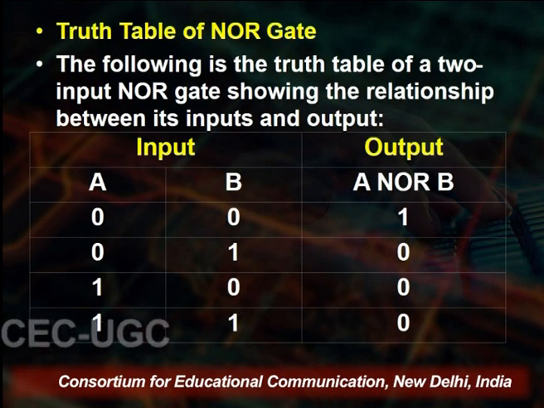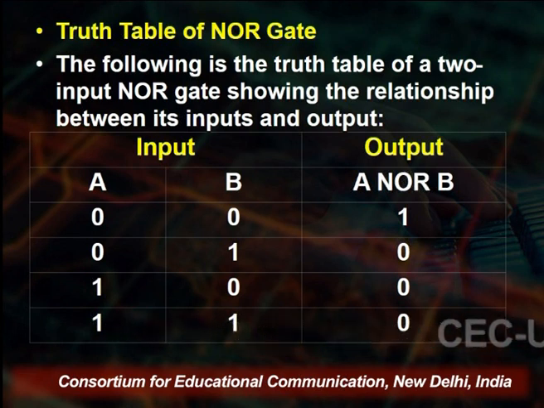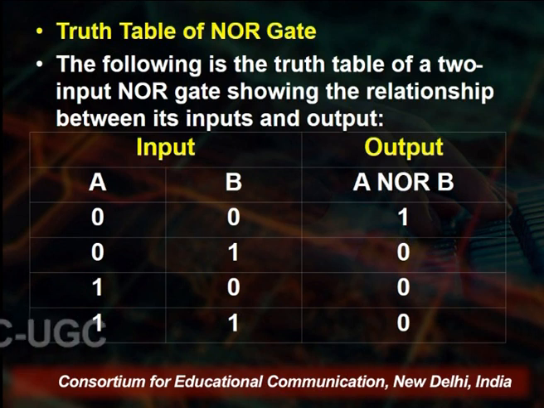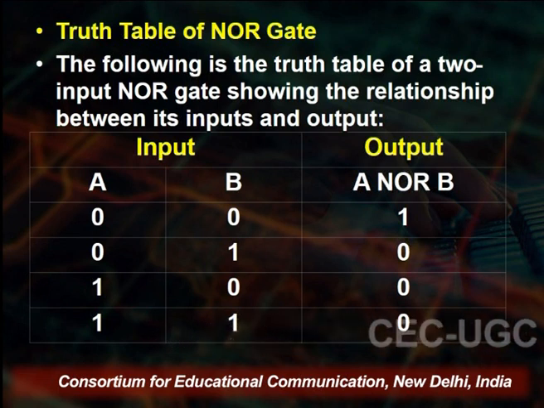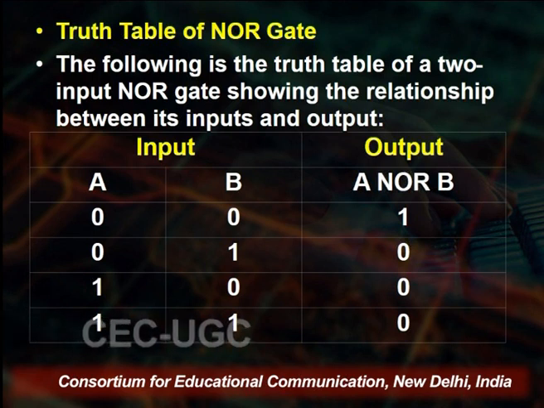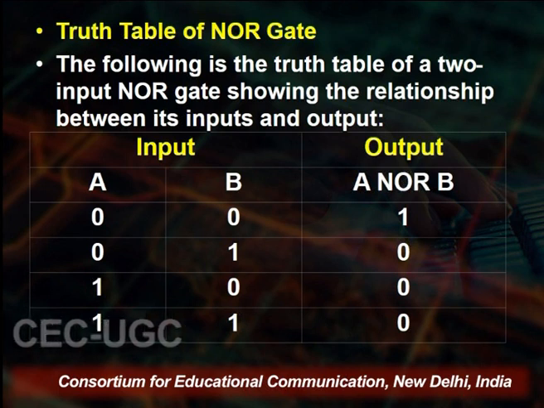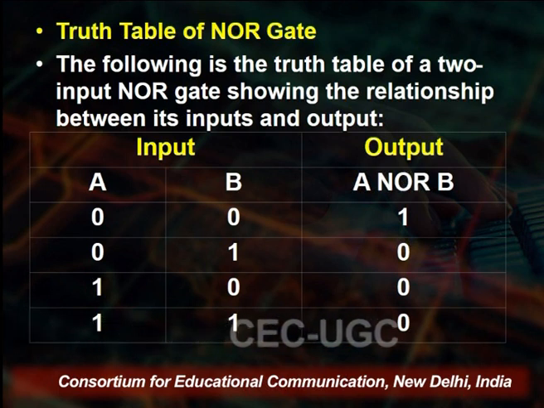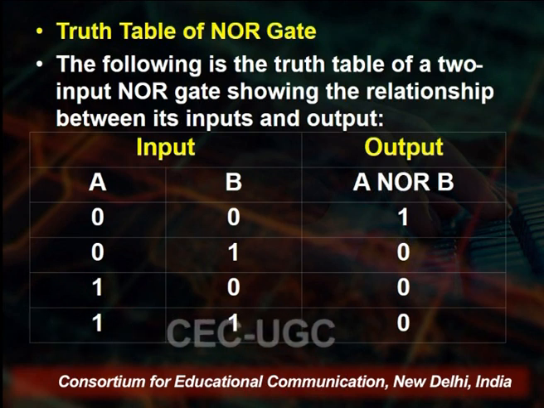Now, if we talk about the truth table, you see that we get the output 1 only when both inputs are 0. So if A is 0 and B is 0, then A NOR B will be 1; otherwise the outputs will be 0. This is the truth table for the two-input NOR gate, and the relationship between input and output is: 0 0 gives output 1, 0 1 gives output 0, 1 0 gives output 0, and 1 1 again gives 0. You can compare it with an OR gate, where the output is the inverse of this.